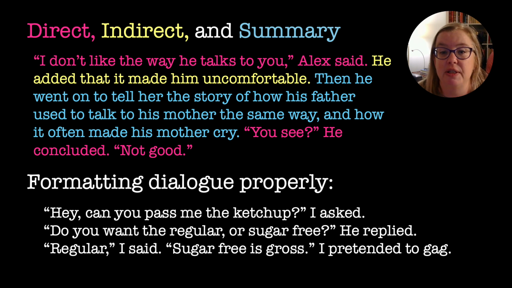Indirect is basically a paraphrasing of something somebody said. He added that it made him uncomfortable. So he's saying it made him uncomfortable without having it be in the quotation marks. And then summary is just a little bit more of an extended indirect. So then he went on to tell her the story of how his father used to talk to his mother the same way and how it often made his mother cry. Basically paraphrasing, just a longer example.